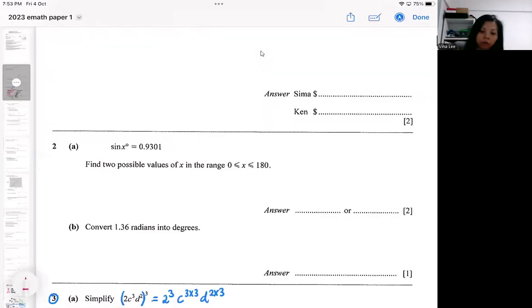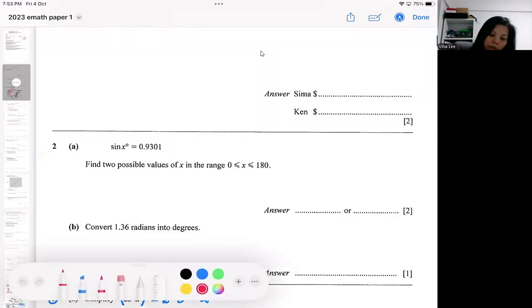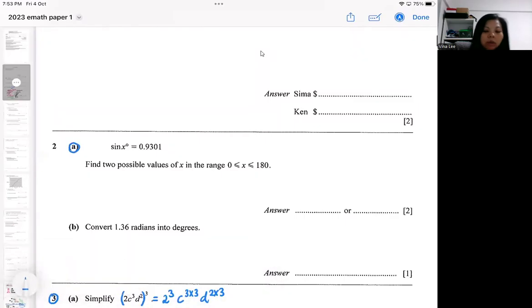Okay, for this trigo question, for some of you, if you did not know why there are two possible values, you need to recap the formula. If you still remember, sine acute is O over H. Sine obtuse, if you do a sine on the obtuse angle, you also get O over H.